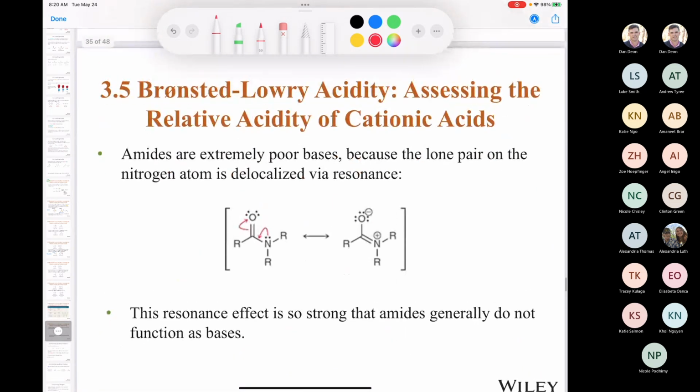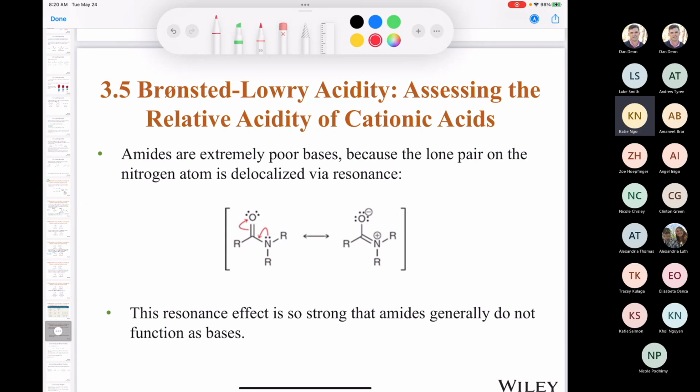Just one last thing I'll say about a lone pair on a nitrogen. You might think, okay, well, I just saw the lone pair on the arylamine and the alkylamine. I have a lone pair, it's basic. Every time I see a lone pair on a nitrogen, it must be basic.